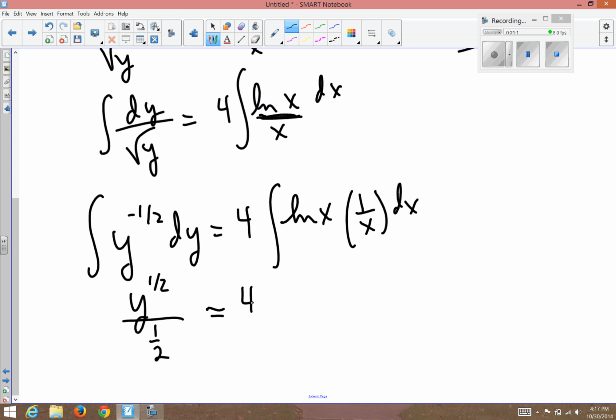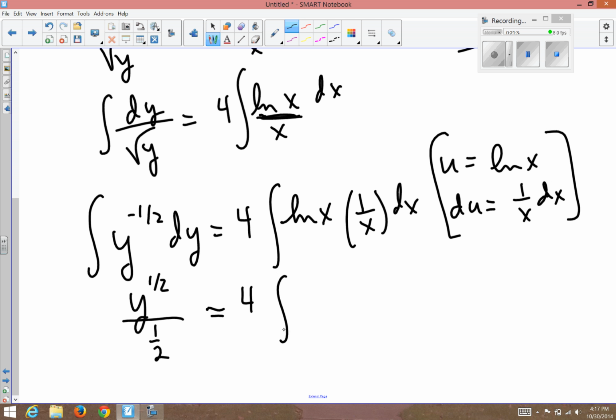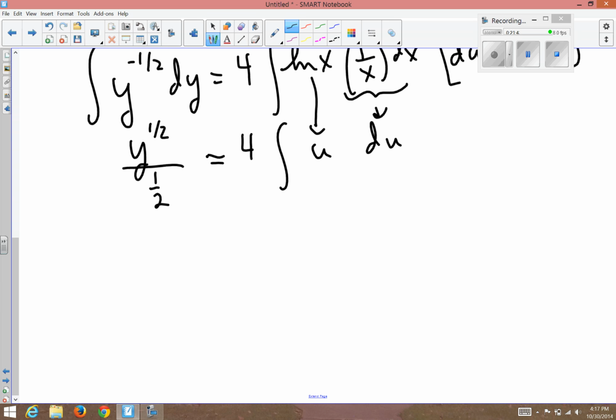Copy equals copy 4. We need integration by substitution on this side. We'll let u equal the natural log of x. That's why we broke that out like that. Because the derivative of the natural log of x is 1 over x dx. This side is the integral of u du. Because I called this u right there. And all this is du. And I know the integral of u du.